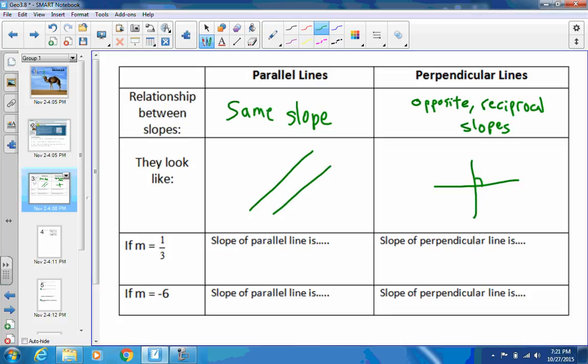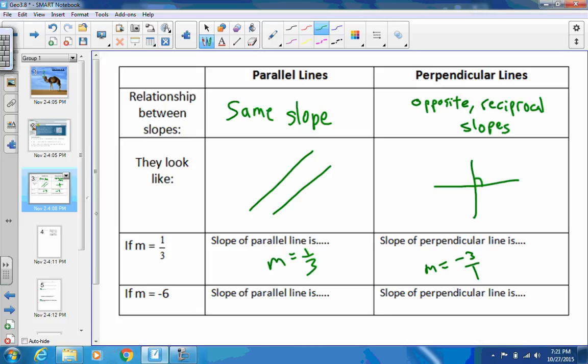So it says if the slope is 1/3, the slope of a parallel line, well, the slope would be the same, so it's 1/3. The slope of a perpendicular line would have to be opposite sign. So it's going to be negative, and it's going to be the reciprocal, so -3/1.